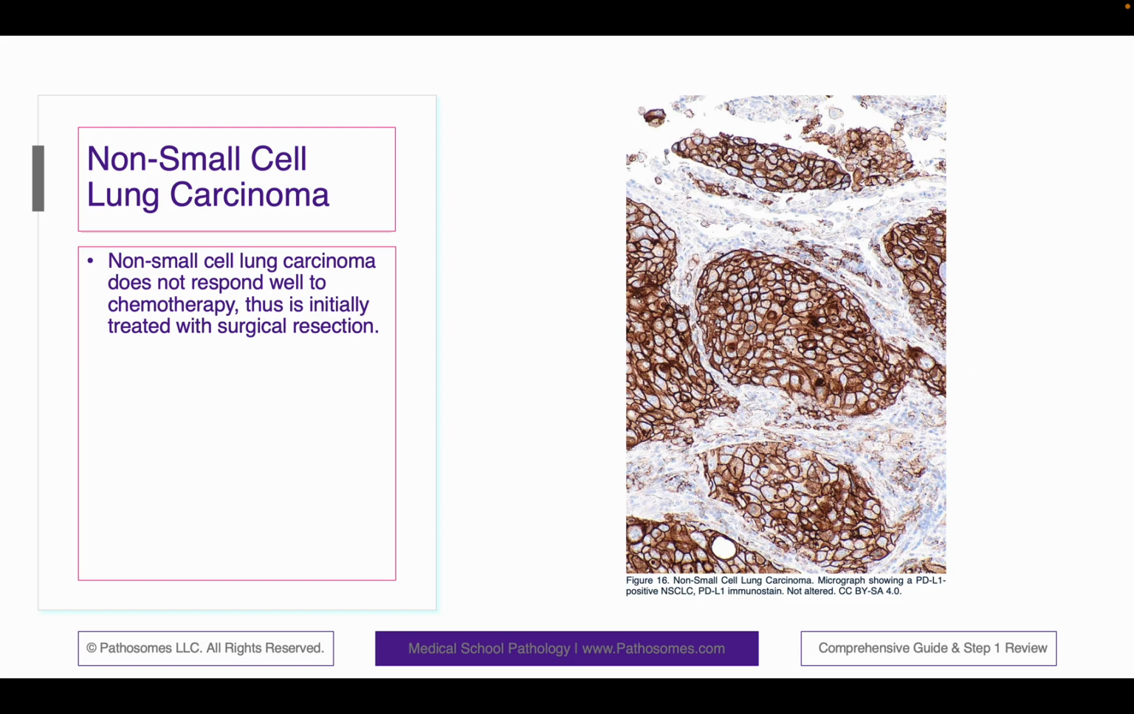Now, non-small cell lung carcinoma does not respond well to chemotherapy. Thus, it is initially treated with surgical resection. To the right here, we can see an example of a non-small cell lung carcinoma at the microscopic level being stained with PD-L1 immunostain. That's important for pathologists and you future pulmonologists and hematologists, or anyone going into hem-onc or radiation oncology. You're going to want to know about PD-L1, but that's in the future. That's future you. Remember, I told you here first, PD-L1. But for everybody in general, in this particular moment, keep in mind that non-small cell lung carcinoma does not respond well to chemotherapy. So we use surgery for this.